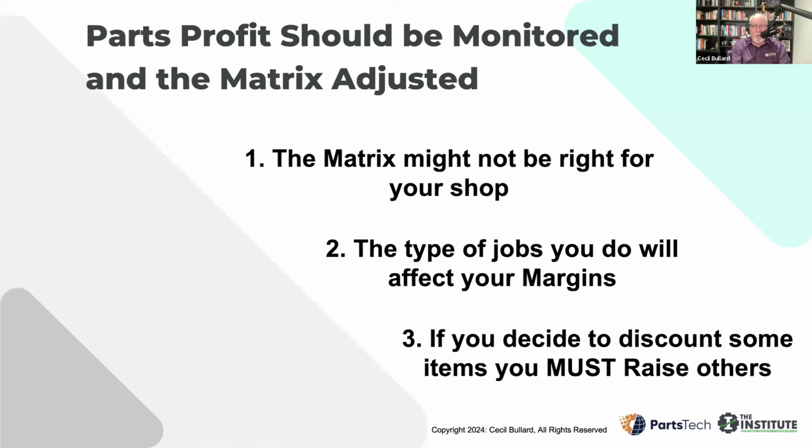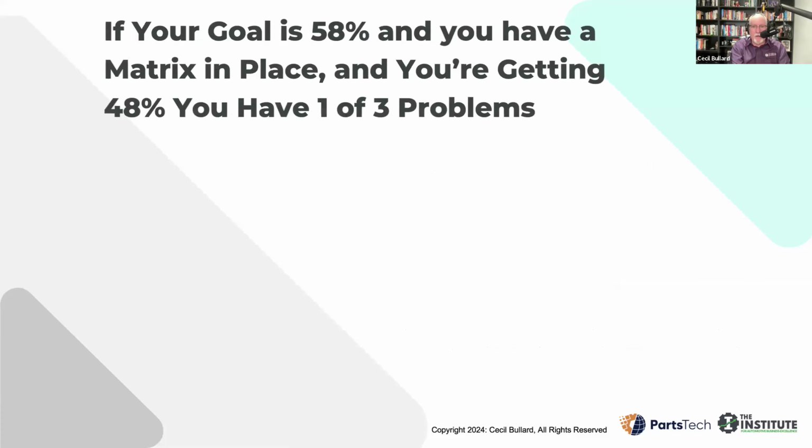Or you might look at your parts margin and you're trying for 58 and you're getting 38. And then you say, okay, well, what did we do? Is the matrix broken or are we not following the matrix? So it gets us to another slide. If our goal is 58, but our actual margin is 48, again, the difference between what I paid for the part and what I got for it, then I might have one of three problems. It really comes down to three things.